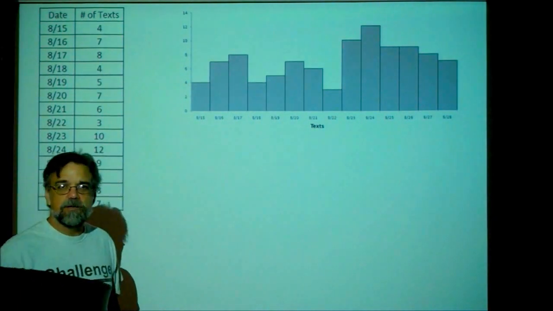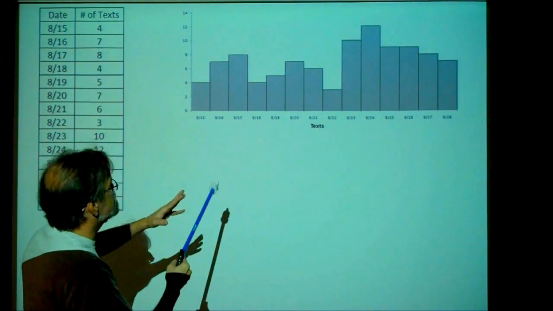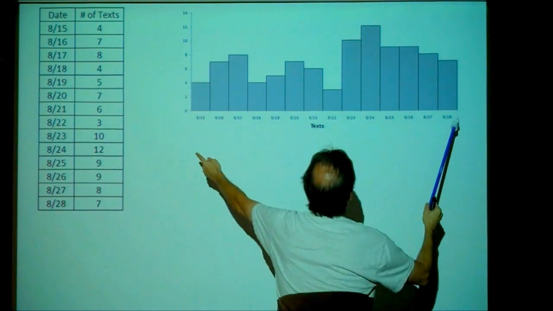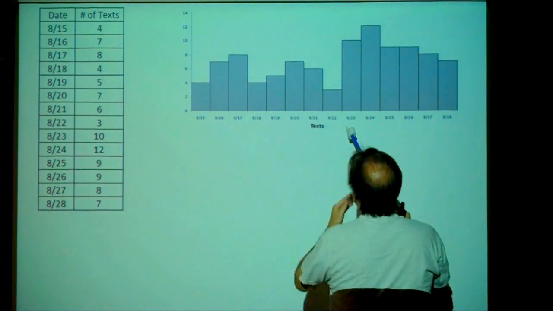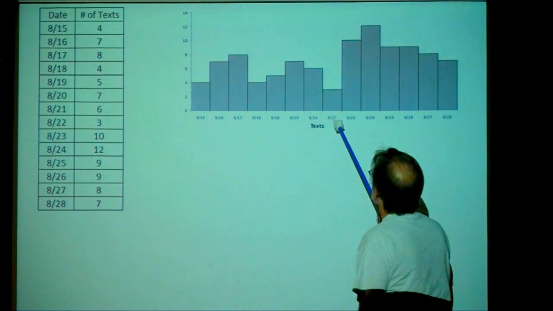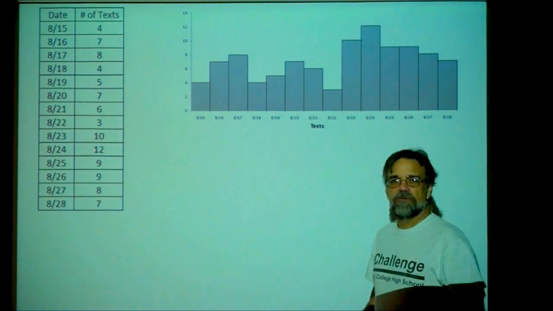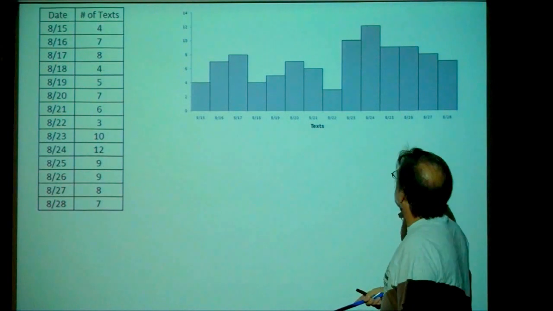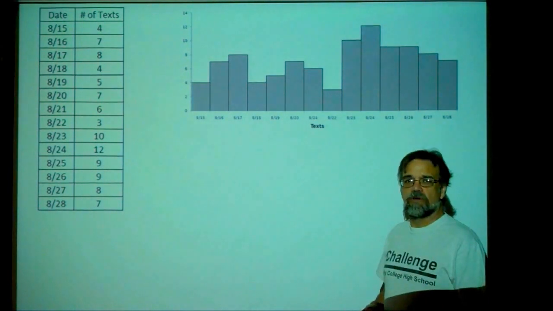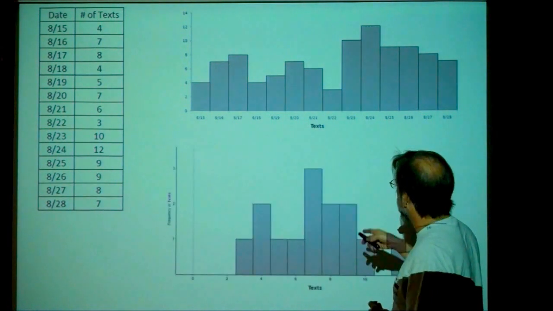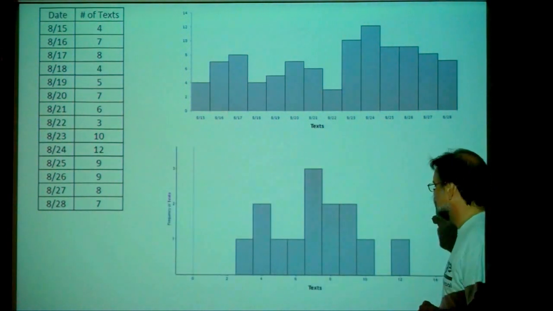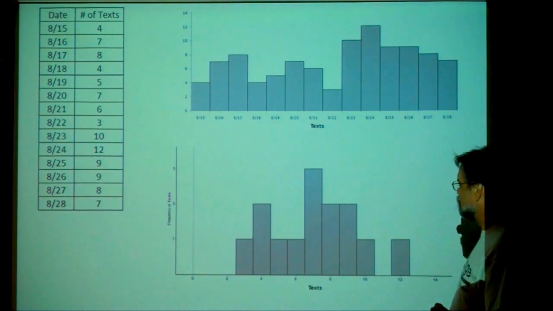So I'm looking at this and I'm thinking, okay, let me see what the center of my data set is. And the center of my data set is August 21st or 22nd. That's not a number of texts. This isn't a histogram. This is a histogram of the same data. Now what do I see?